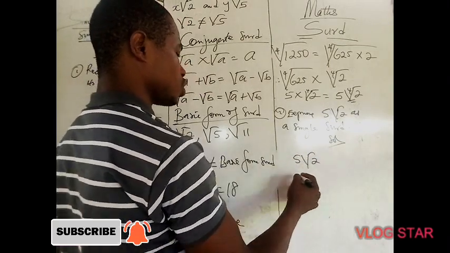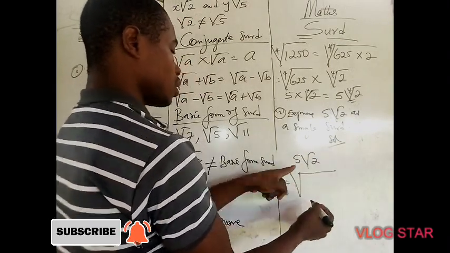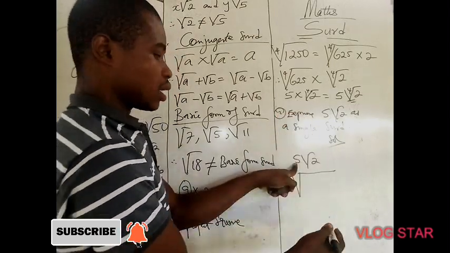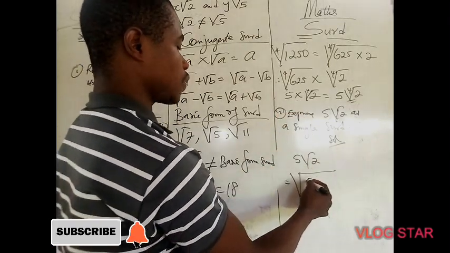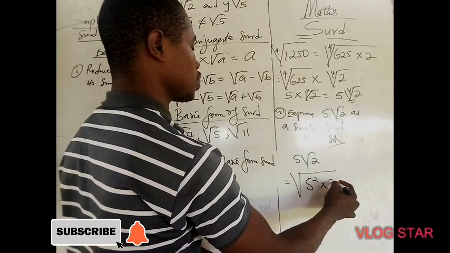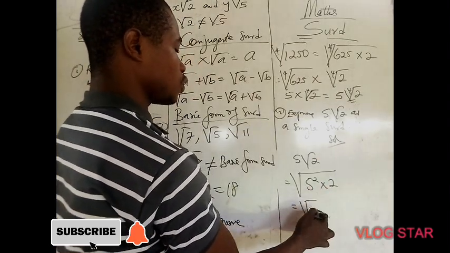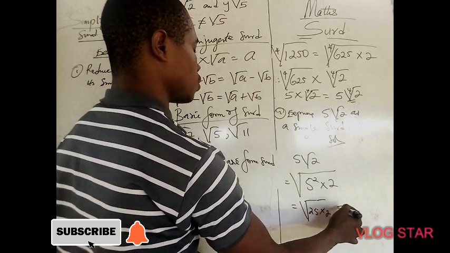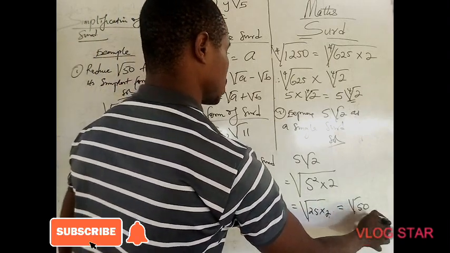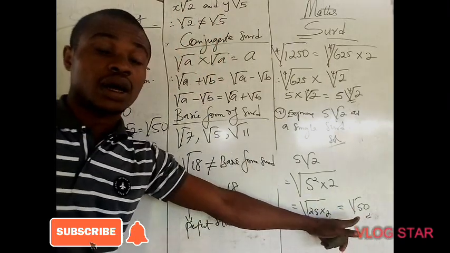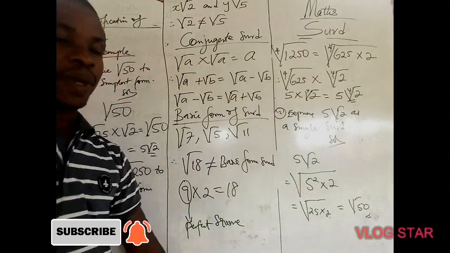What you have to do is just bring down your root, then square the 5, which is the opposite of root. That is 5 squared times the irrational part, which is the 2. 5 squared will give you 25. 25 times 2, we have it as root 50 as a single surd. We don't have any other rational part attached to that particular surd.